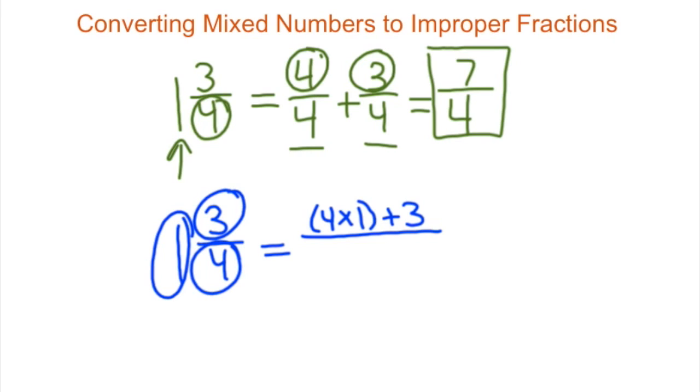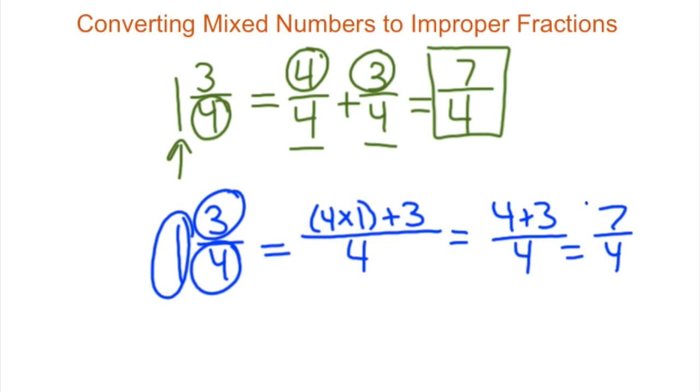So remember, these are all my number parts. All of that is going to be over the denominator, 4, because my denominator will not change. So now when I solve this, I end up with 4 plus 3 over 4, which is 7/4. I get the same answer, but I'm solving it by multiplying my denominator and my whole number, and then adding that to the number part, or the numerator, in my fraction.